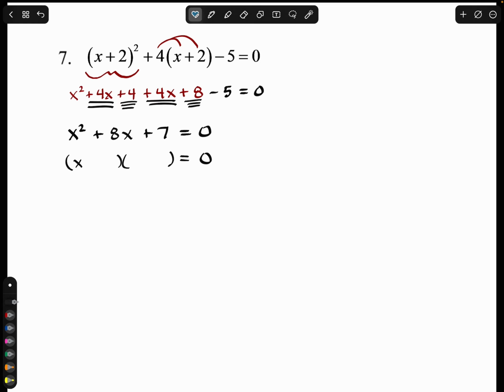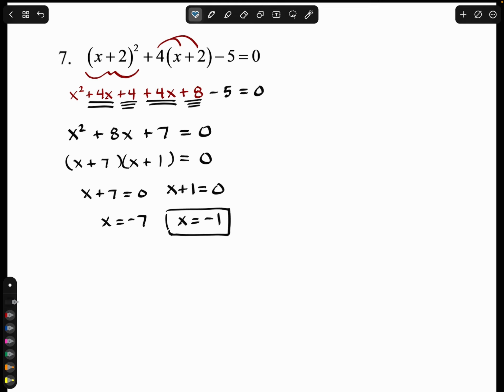And now we can go ahead and just factor this. We have x plus 7 and x plus 1, and then just use your zero product property. You'll get x is equal to negative 7 and x is equal to negative 1. Again, I've already checked it here. I don't want you to have to watch me check it.